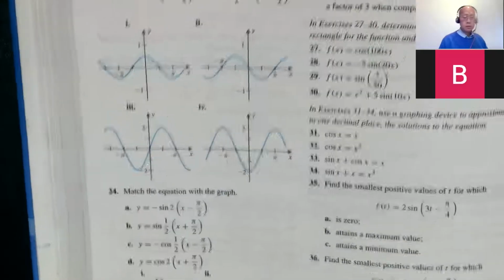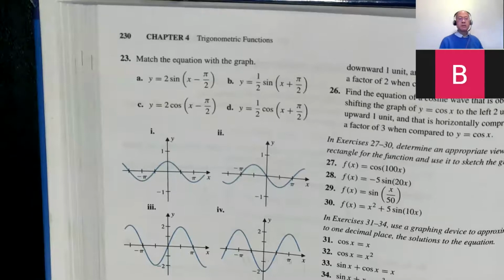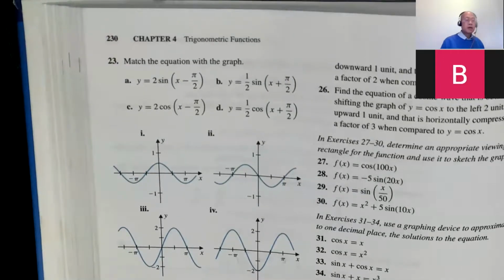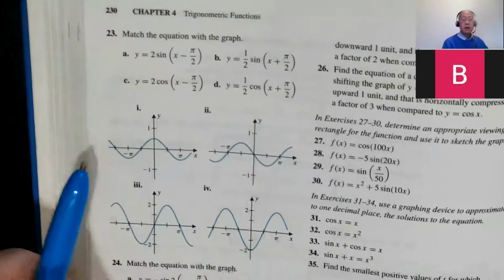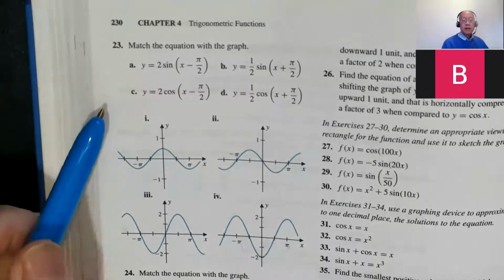Okay, question 4.523. Let me see what that's about. Okay, so that looks like a multiple choice one here. Match the equation with the graph. Checking if we do that one. Yeah. All right, so let's see.